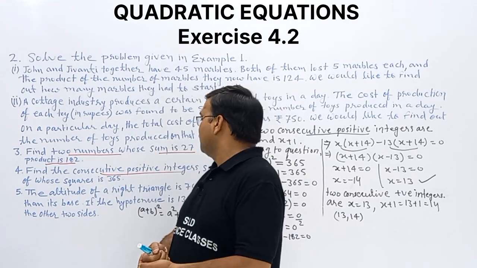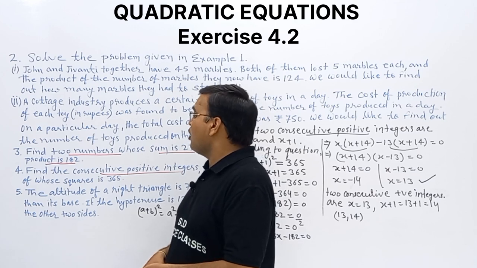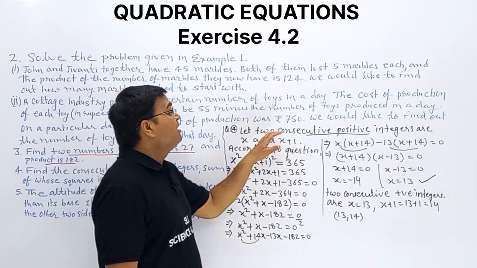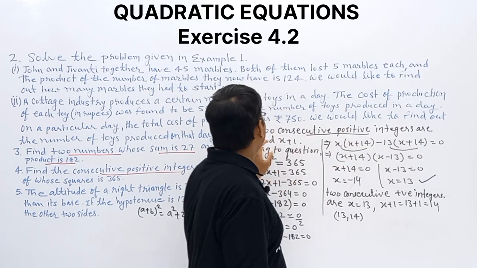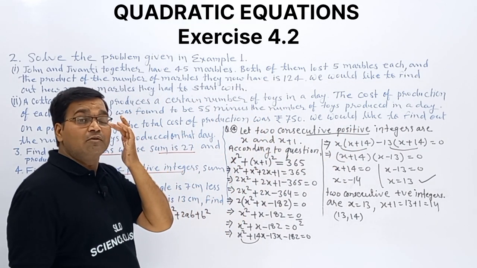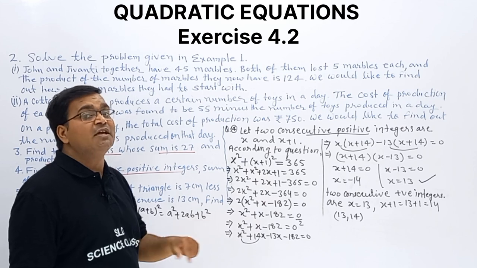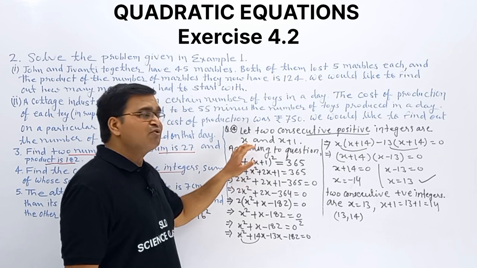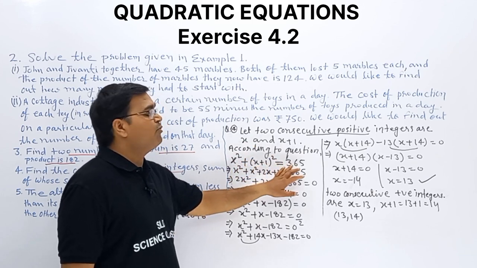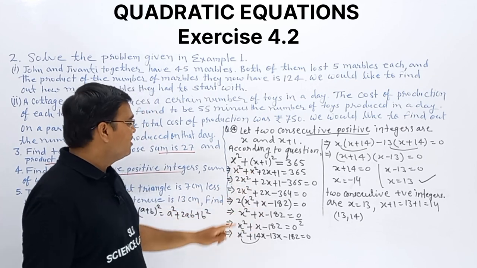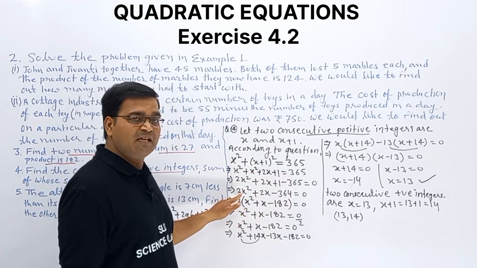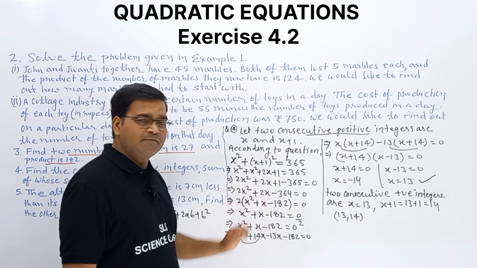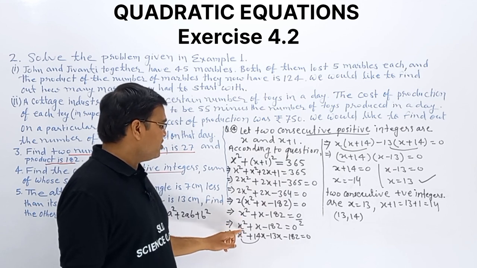Find the consecutive positive integers, sum of whose square. We want positive consecutive integers, so we are assuming two consecutive positive integers are x and x plus 1. Why? Because x and x plus 1 are consecutive positive integers. According to the question, the sum of their squares, x square plus (x plus 1) square, will be 365. Solve this one. This equation is in the quadratic form. We are having 2 as a common factor. Take 2 outside. Solve. Then we are getting this one.